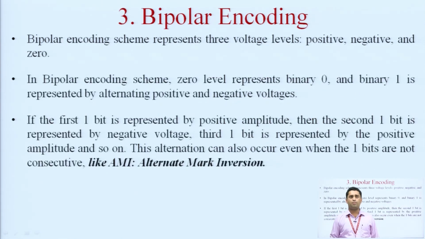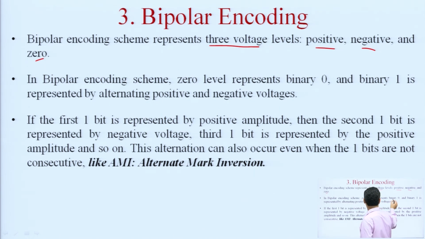Third one is the bipolar encoding scheme. In bipolar, we have 3 things: one is the orientation of positive, then negative and baseline. The beauty of the bipolar scheme is that when we have the ones, we are changing the transition. Like you can see here, we have these 3 voltages: positive, negative and 0. In the bipolar scheme, initially we have binary 0, and binary 1 is represented as alternate positive and negative voltage.